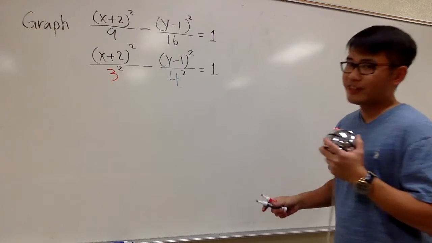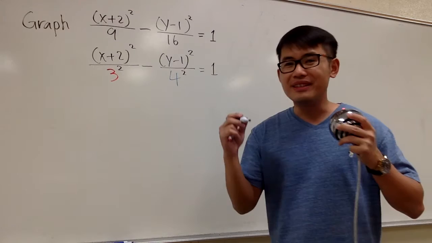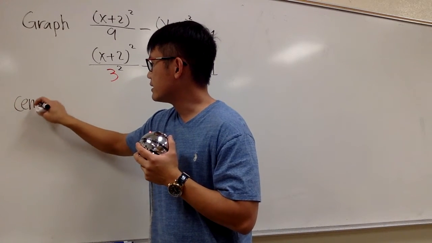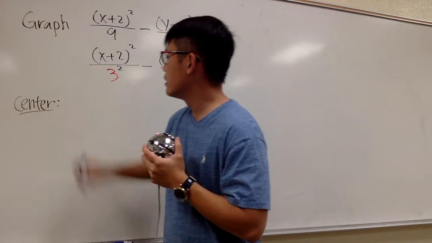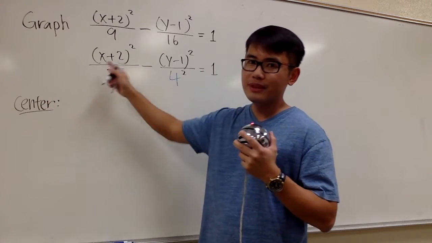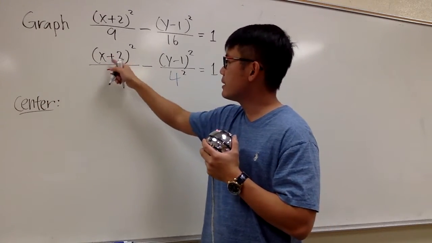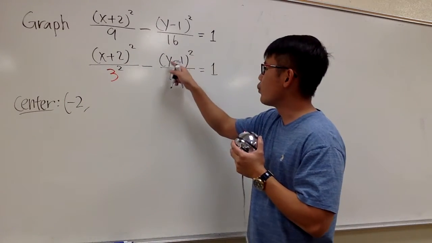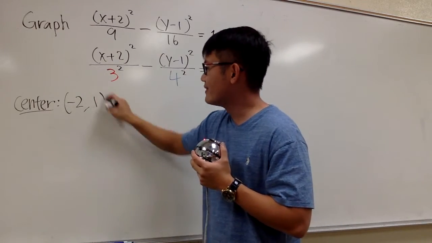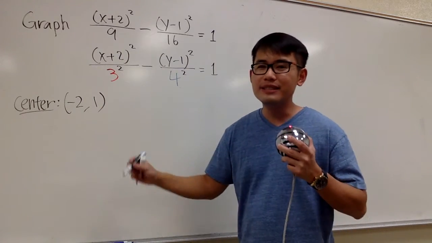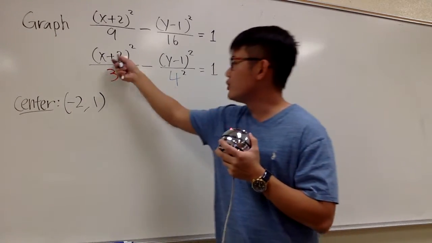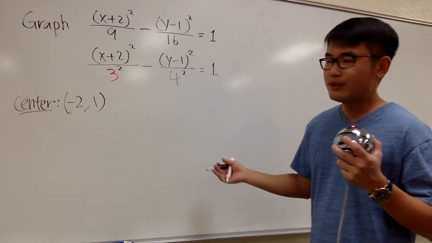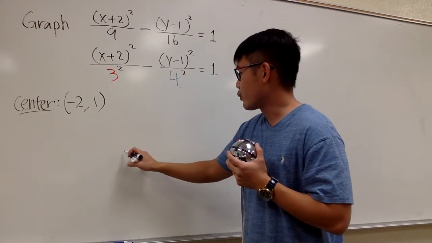And now, can we graph this already? We need to have the center first, right? So let me just write it down here. The center of this hyperbola, well, the x value is what? This is x plus 2, so we actually have negative 2. And then this is y minus 1, so we actually have 1. So the center is at negative 2, 1. Be sure you do the opposite, okay? And all we need to do now is just to make the graph, right?